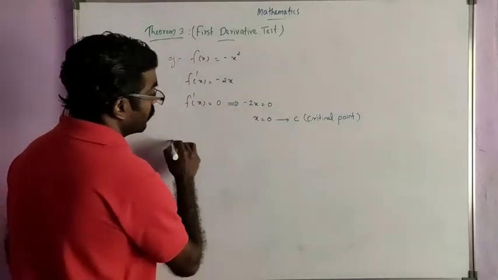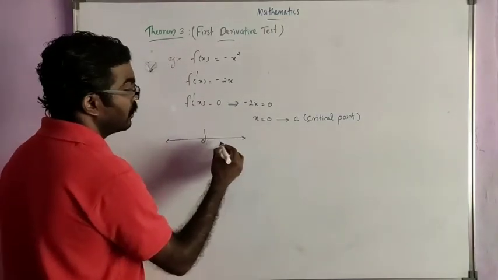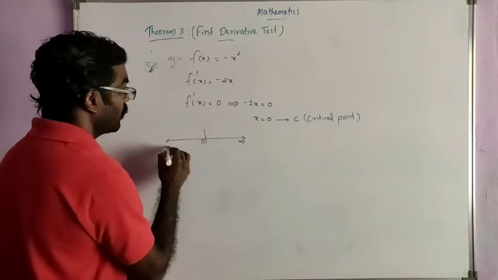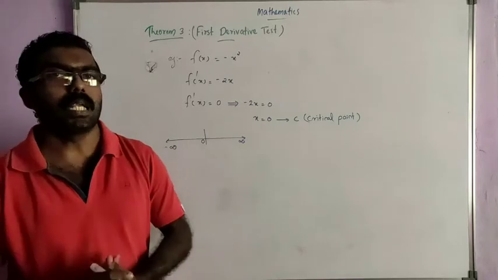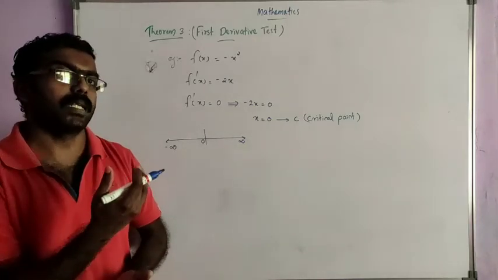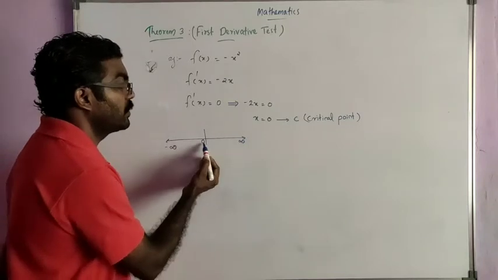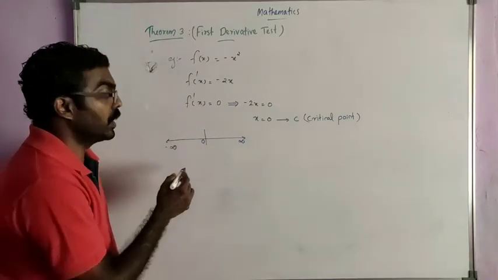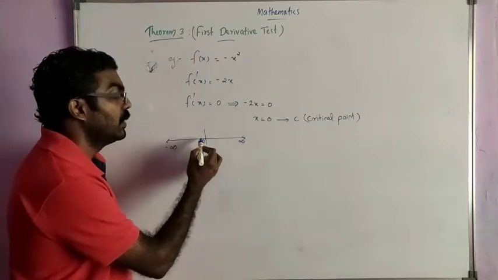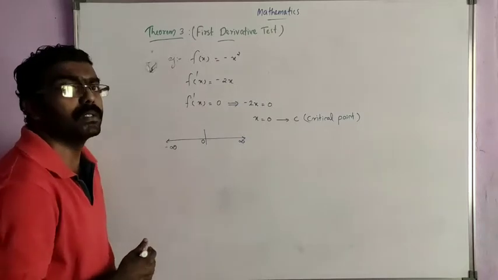Now we can draw the number line. Here the point is 0, then plus infinity here, minus infinity here. And we can take one number which is sufficiently close to and to the left of 0. Here the value of C is 0. So we can take one number which is very close to the number 0 and to the left of 0.